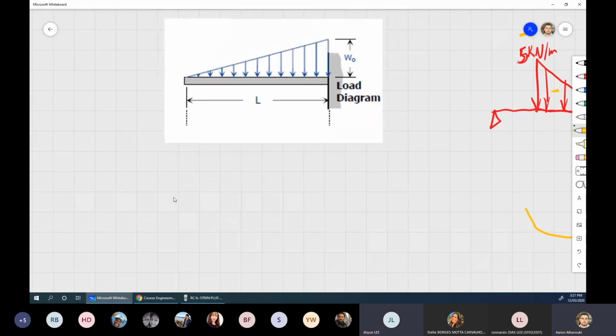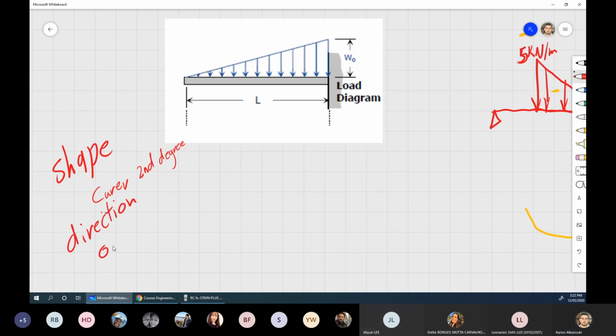So, the shape should be curved because it's UDL. Thank you. That's a very good starting point, she's following the process. The first thing is asking about the shape. Should be curved, a second degree curve, right? Yes, perfect. The curve has to be downward because the value of force is negative. And you're saying it's going in a downward direction. Yes. Perfect. Downward.